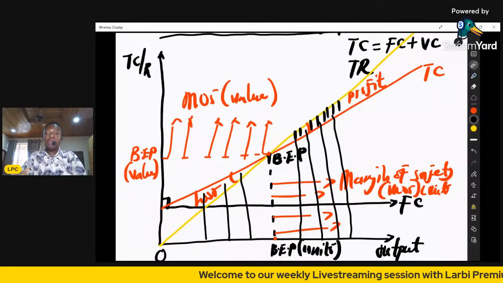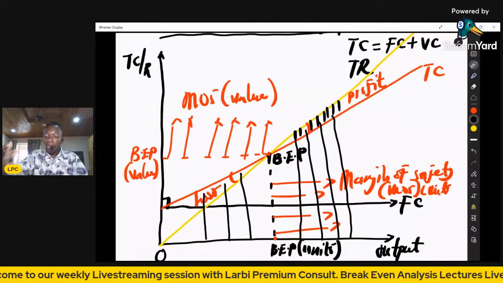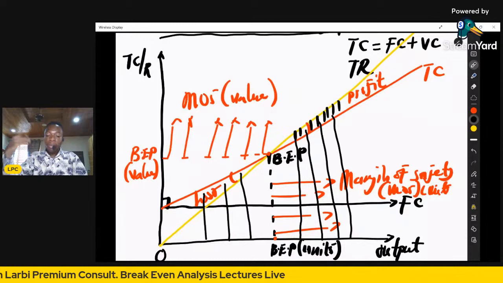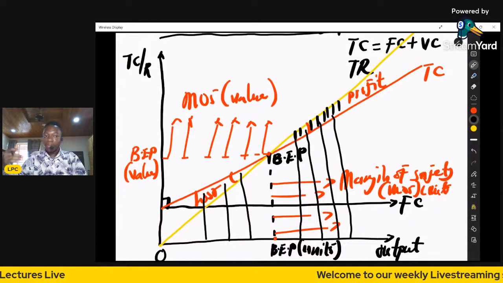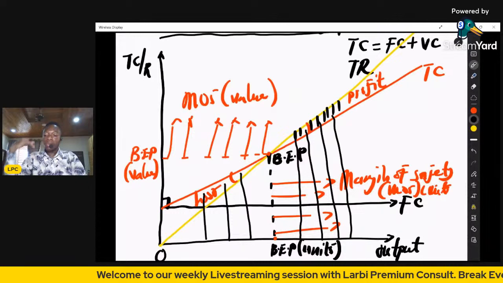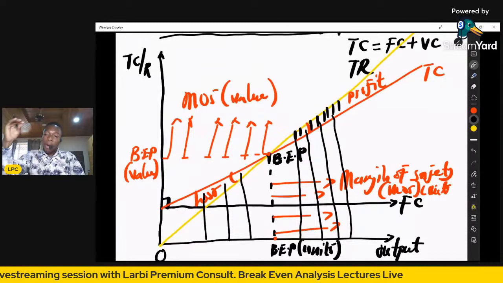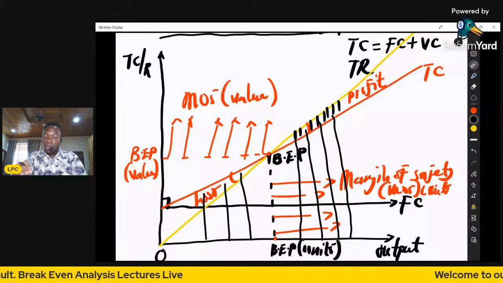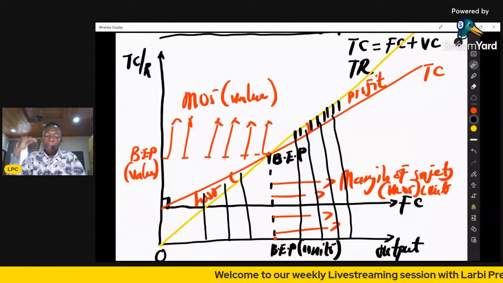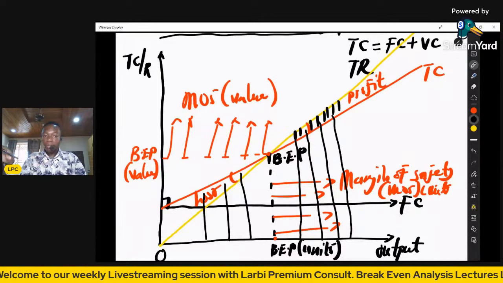Out of this graph, we can deduce some mathematical formulas to help us calculate the break-even point in terms of units and in terms of value, margin of safety in terms of units and in terms of value, and even look at other issues like target profit in terms of units and in terms of value. Because there's a certain point where the business will target the profit it wants to make. And we ask ourselves, at what point can we produce to achieve that target? That will be above the break-even point in terms of units. But at the break-even point, you can't make a profit, you can't make a loss, and everything is zero. We're going to discuss those issues in a few minutes.